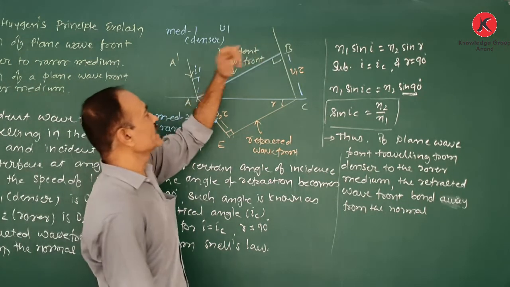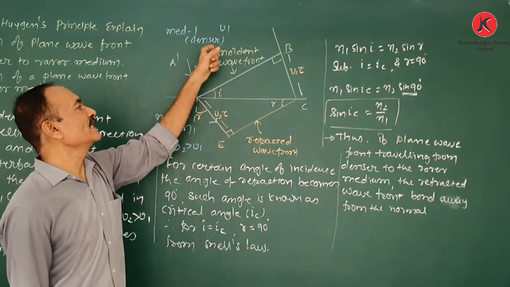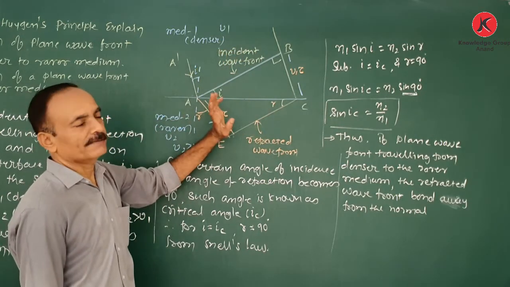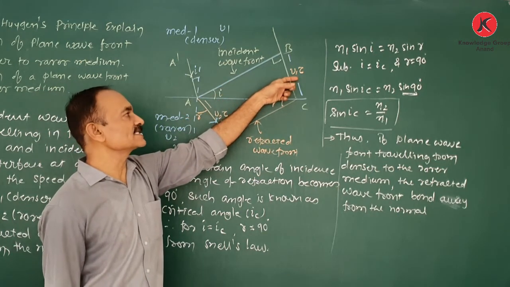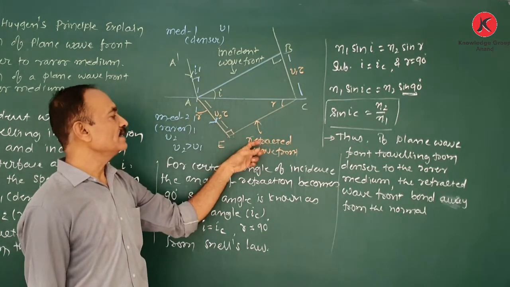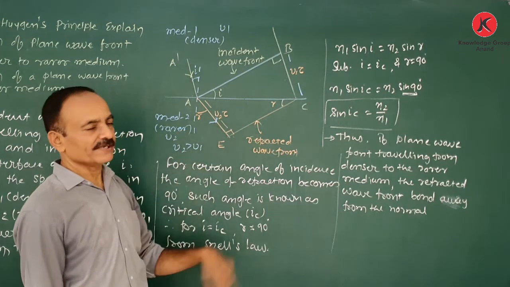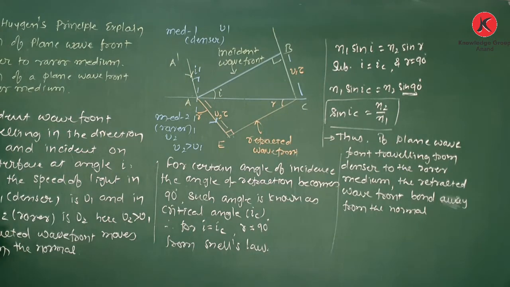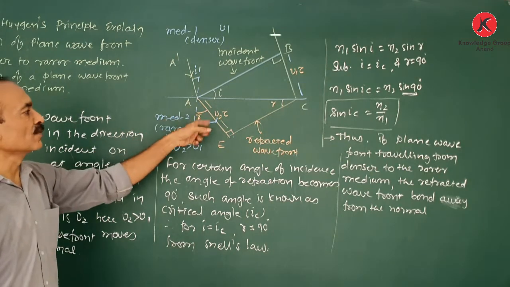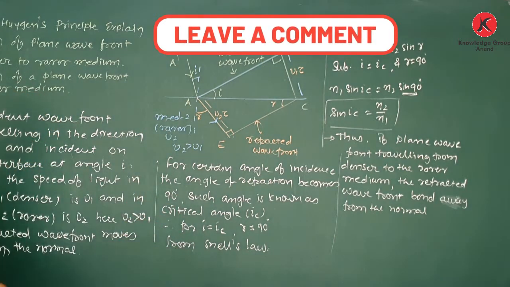Plane wave front AB is traveling from medium 1, the denser, to medium 2, the rarer medium. If the speed of the plane wave front in medium 1, that means the denser medium, is V1, while in medium 2, the rarer medium, is V2, V2 is greater than V1. That is our condition. The refracted wave front moves away from the normal, right?